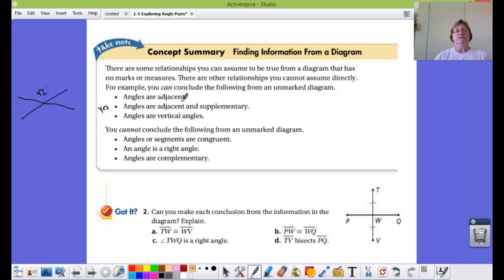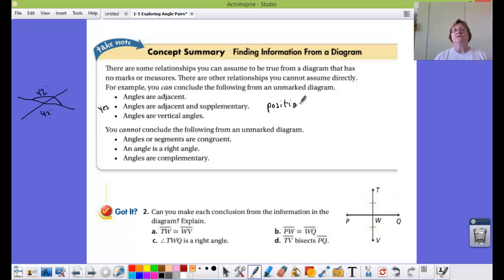You can conclude that 2 angles are adjacent. If they look like they're next to each other, they are. You can conclude that angles are adjacent and supplementary. That is, if it looks like a linear pair, 2 angles that form a straight line, you can assume that that is true. You can tell when angles are vertical. Just from a diagram, if they are right across from each other when two lines cross, you can tell that they are vertical. Those three things are all about position.